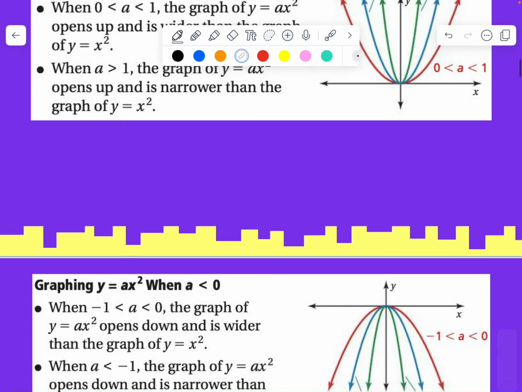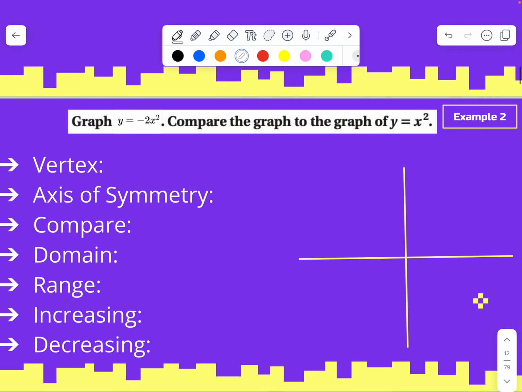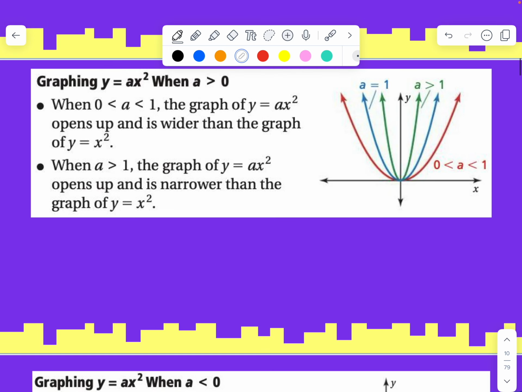Now, where this gets interesting is when they put a number in front, an a value. Like it says right here, when a is between 0 and 1, then the graph is going to get wider. So if this is my parent function here, if I had a fraction in front between 0 and 1, like 1/2 x squared, then that's going to make my graph wider like this. It takes longer for it to grow.